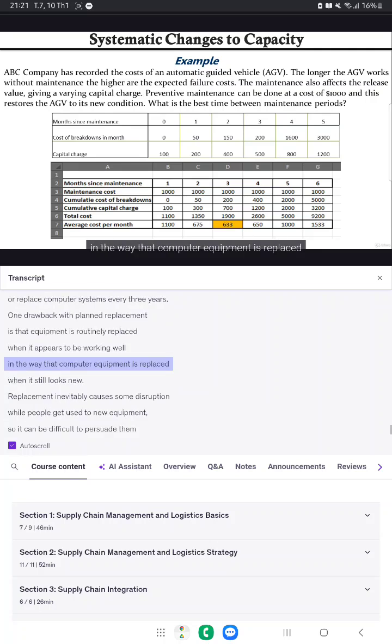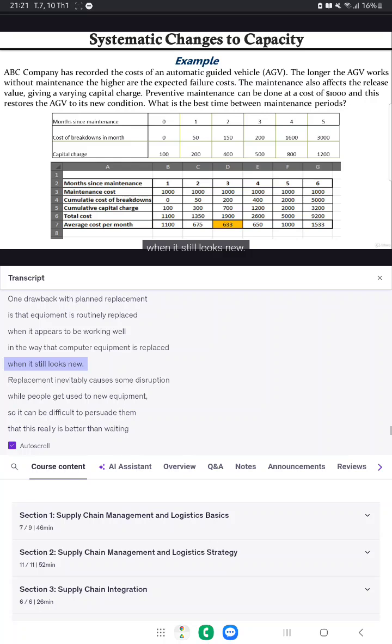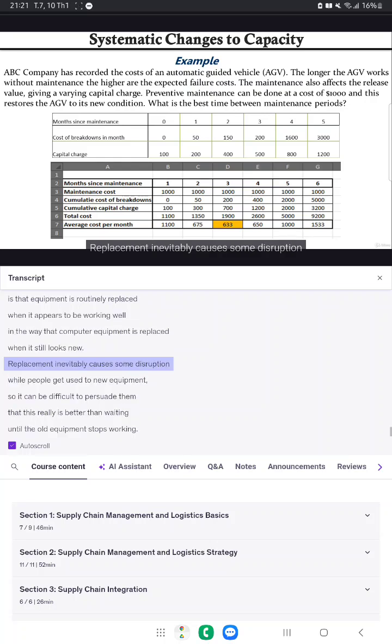One drawback with plant replacement is that equipment is routinely replaced when it appears to be working well, in the way that computer equipment is replaced when it still looks new. Replacement inevitably causes some disruption while people get used to new equipment, so it can be difficult to persuade them that this really is better than waiting until the old equipment stops working.